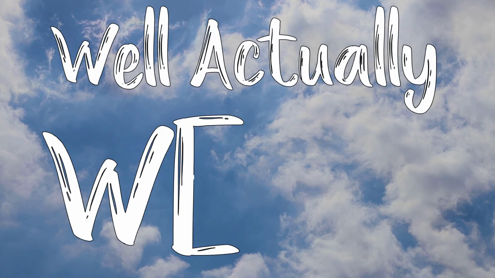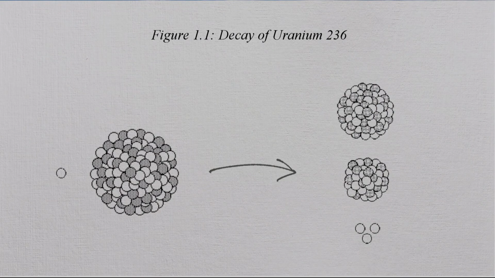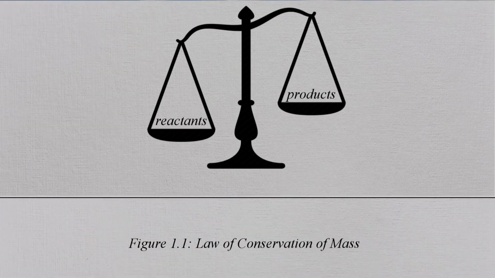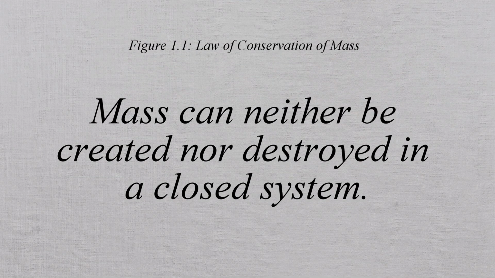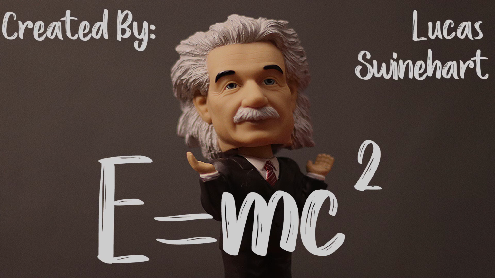Well, actually we do, and it happens every day in nuclear power plants around the world. The decay of uranium-236 atoms creates products lighter than the original components in the reaction. Now, the law of conservation of mass tells us that this mass hasn't been destroyed, so this is where Einstein's equation comes into play. It explains the transformation of mass to energy and helps to create electricity around the globe.